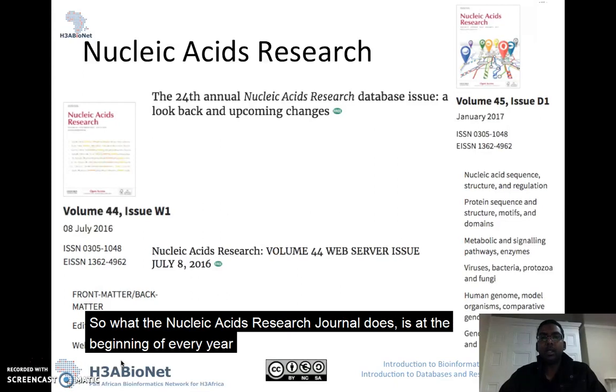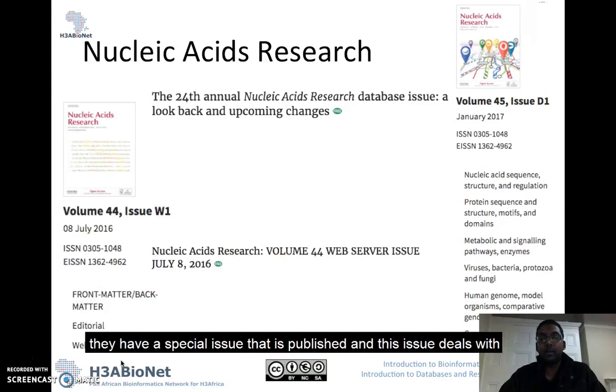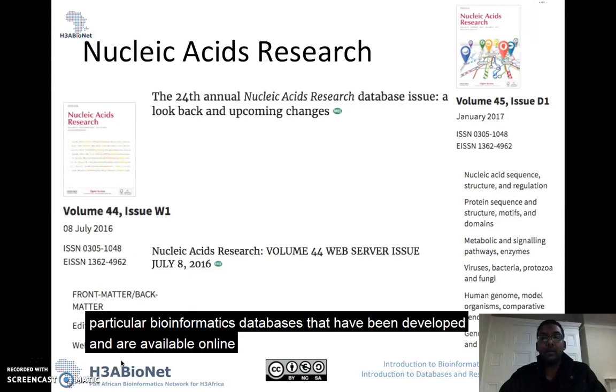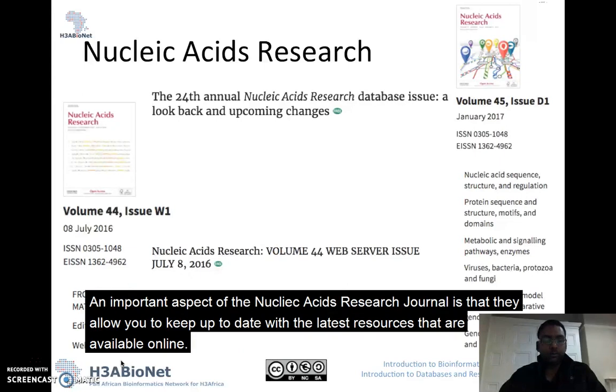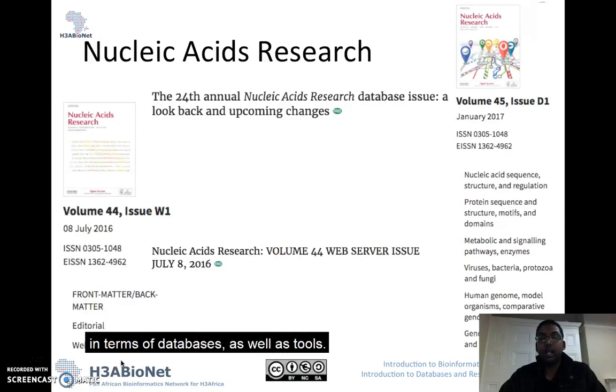basis. So what the Nucleic Acids Research Journal does is at the beginning of every year, they have a special issue that is published, and this issue deals with particular bioinformatics databases that have been developed and are available online. An important aspect of the Nucleic Acids Research Journal is that they allow you to keep up to date with the latest resources that are available online in terms of databases as well as tools.